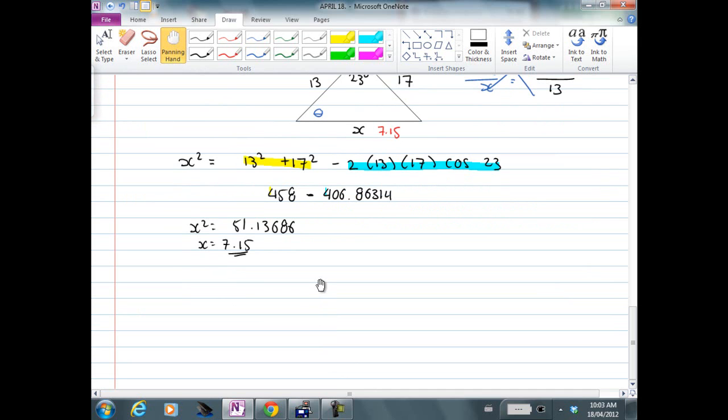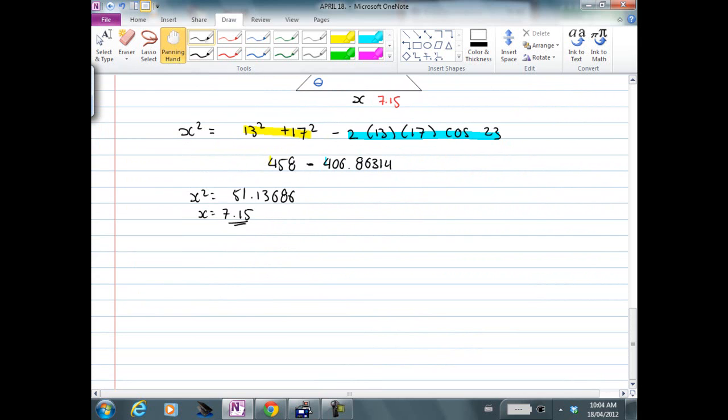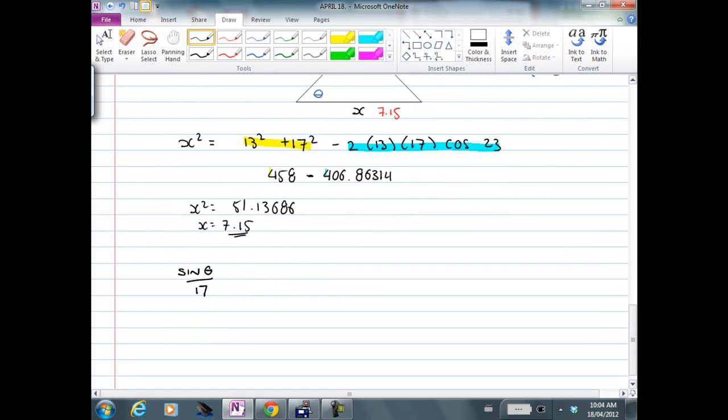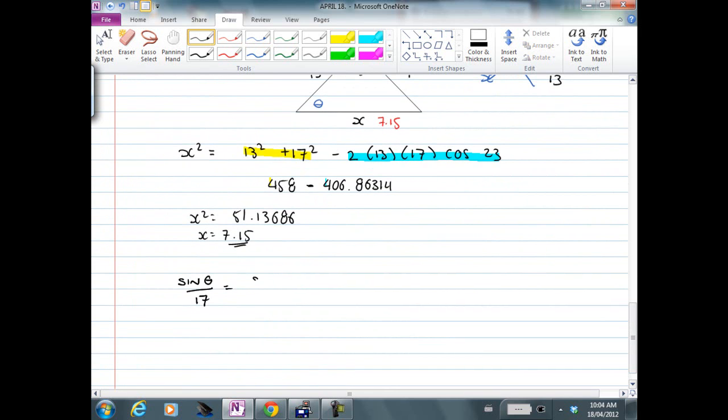So guys and gals, I'm given 7.15. I know that now. I can go ahead and find theta using the sine law. So write your sine formula down. Sine theta over 17 equals to sine 23 over 7.15, and just solve for theta.